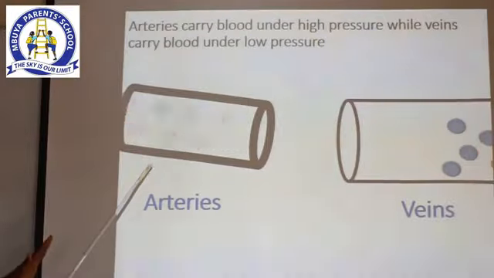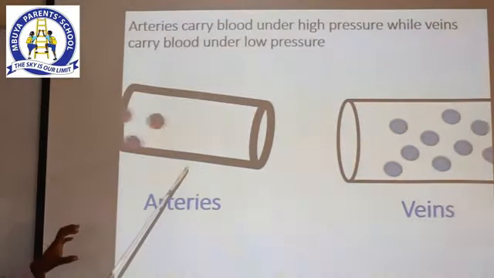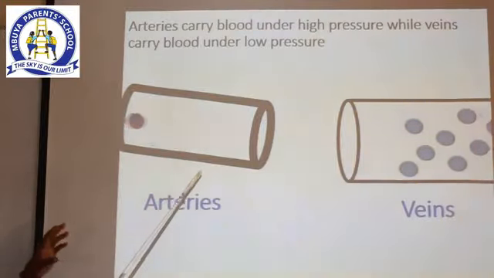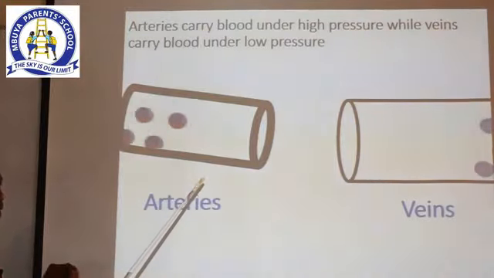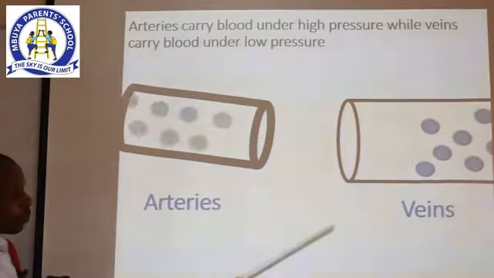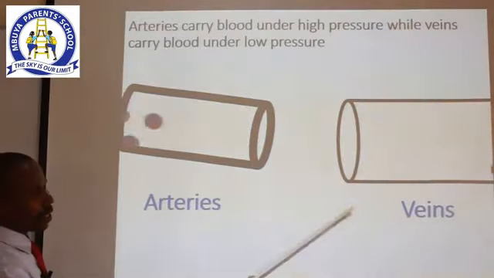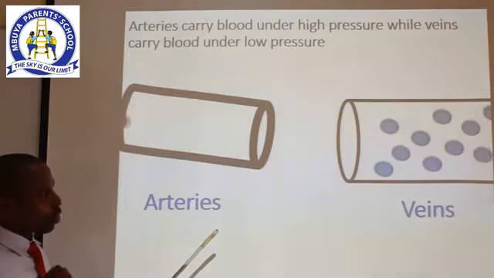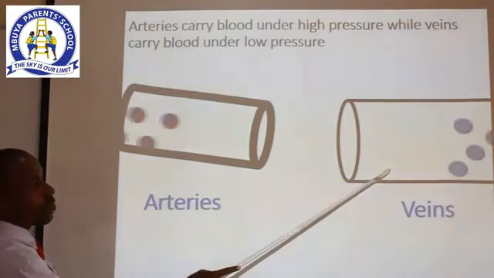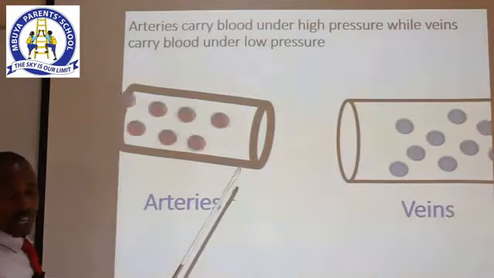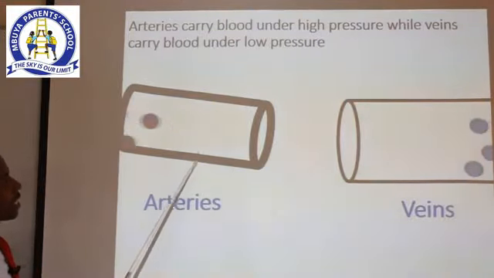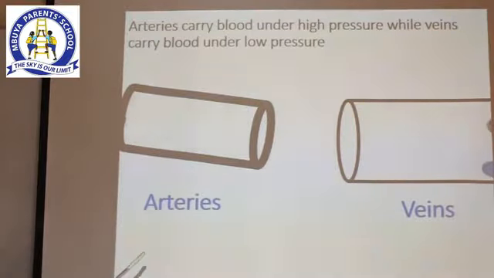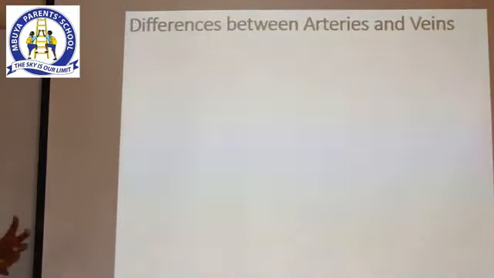This one is showing the blood flowing. In case an artery is damaged, blood spurts out. But if a vein is damaged by accident, the blood comes out oozing slowly. The reason is the blood in veins is at a low pressure and the one in arteries is at a greater, higher pressure. Then we can have other differences.